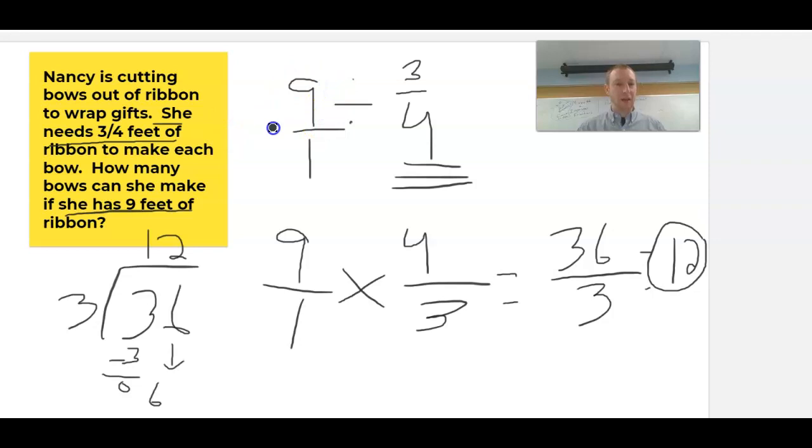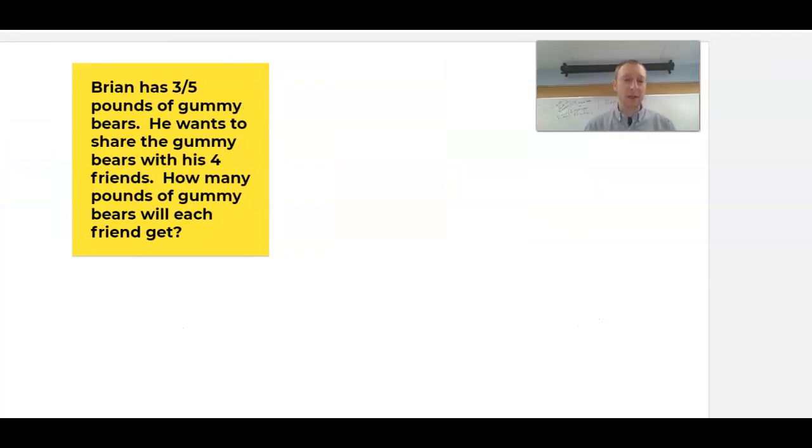She's got 9 feet of ribbon. She's splitting it up into 3/4 foot pieces, right? How many 3/4 size pieces are in 9? 12. All right, let's try one more, guys.